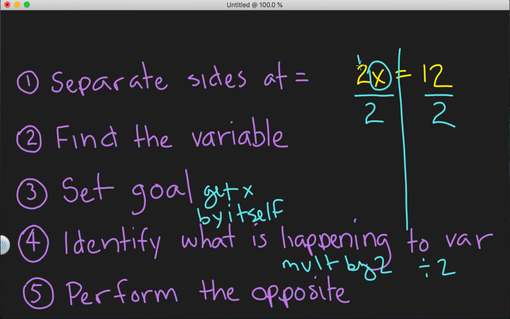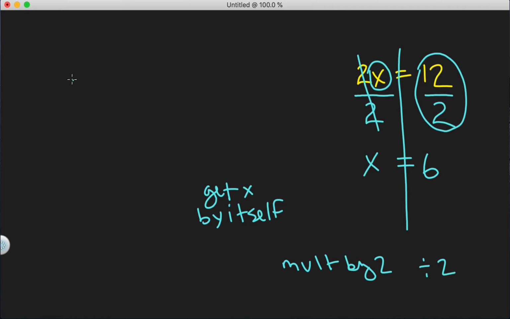And what happens is this 2 divided by 2 ends up being 1, and 1 times x is just that x. So we get x is equal to 12 divided by 2, which is 6. Now, we left off a significant part of our steps in that we have to check. If we check this problem, what that means is that we are going to plug the value we found back into the equation.